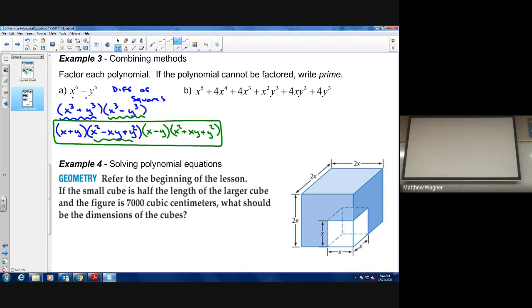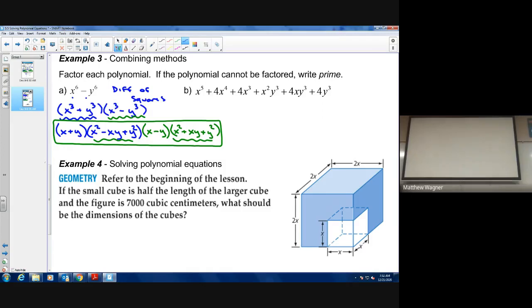One quick pointer, when we use that difference of cubes or sum of cubes pattern, that resulting trinomial will not be factorable, typically. I'm almost positive we never have you factor beyond that. So that's just something to keep in mind with those problems. Most of the time, you cannot factor those trinomials any further.